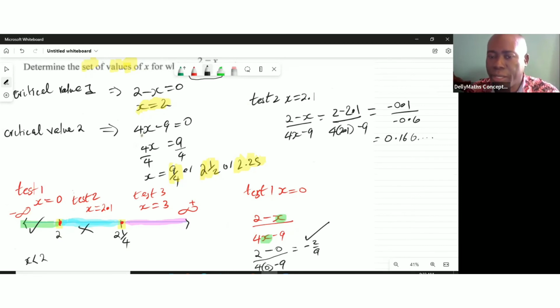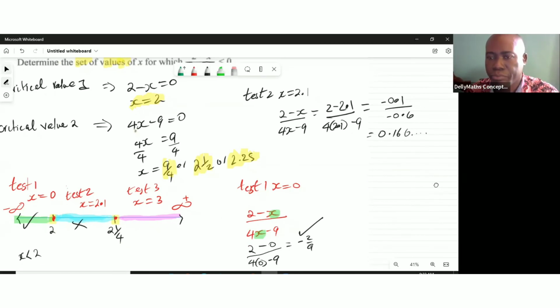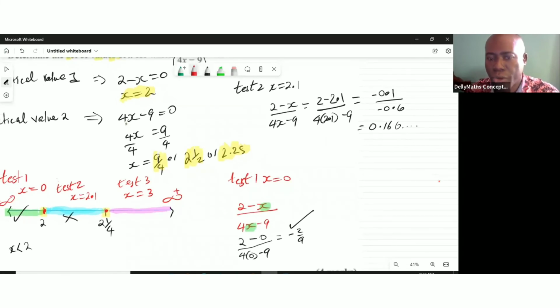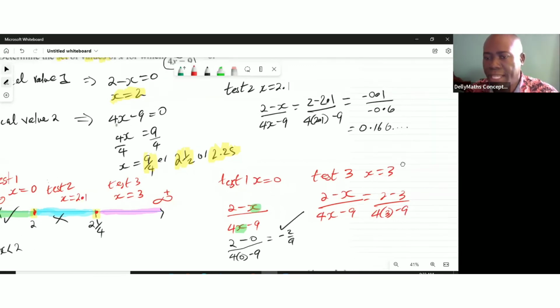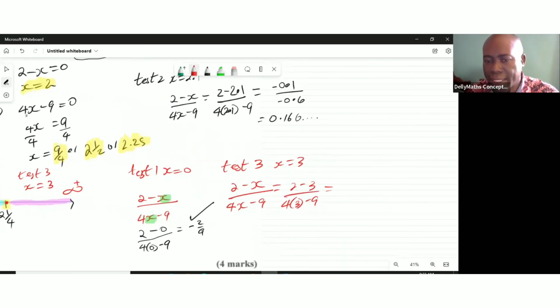Let's go to test number 3, which is the last test now. Test 3 is when x is equal to 3. So we're looking at (2 minus x) over (4x minus 9). Let's substitute: (2 minus 3) over (4 times 3 minus 9). Let's see what we have. 2 minus 3 gives me a minus 1 at the top, and 12 minus 9 is a 3. So I'm looking at a negative number here. So yes, this is actually giving me a tick right there. That's yes.